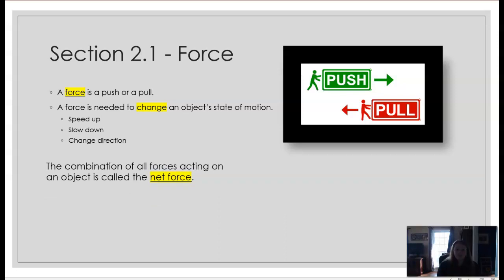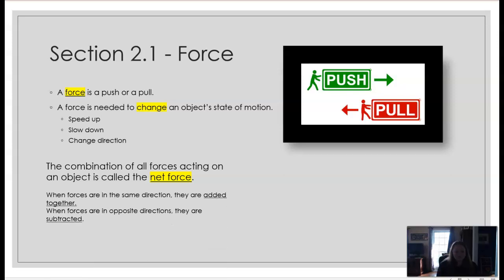Now, sometimes you're going to have a lot of forces on a single object, and the combination of all forces acting on an object is called the net force. It's like the overall force. When forces are in the same direction, they are added together.